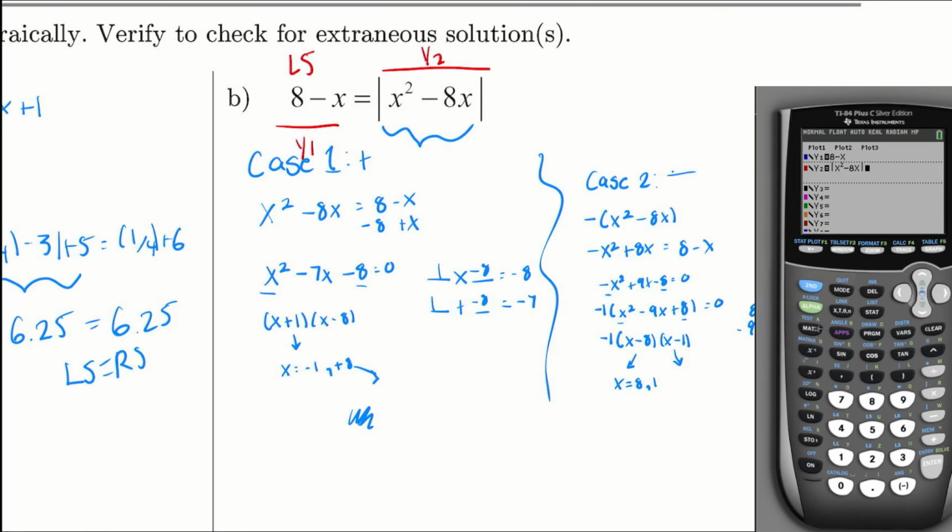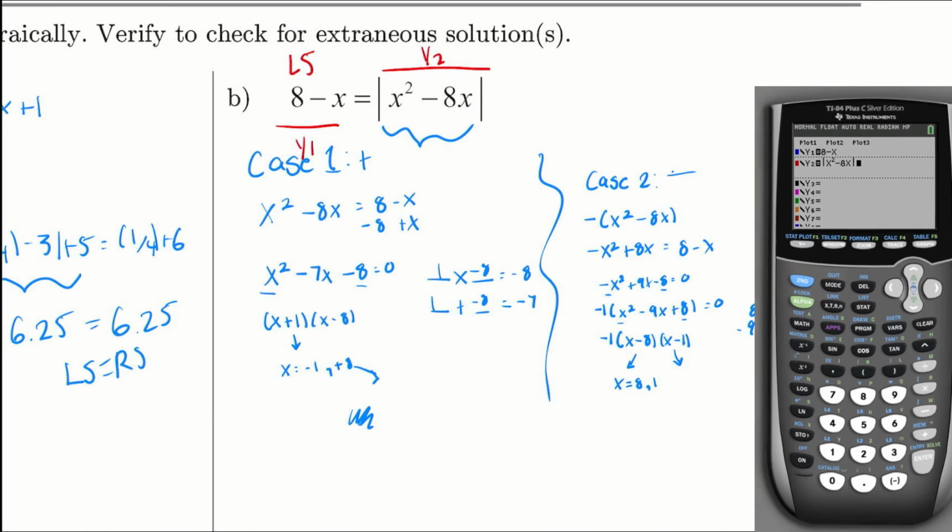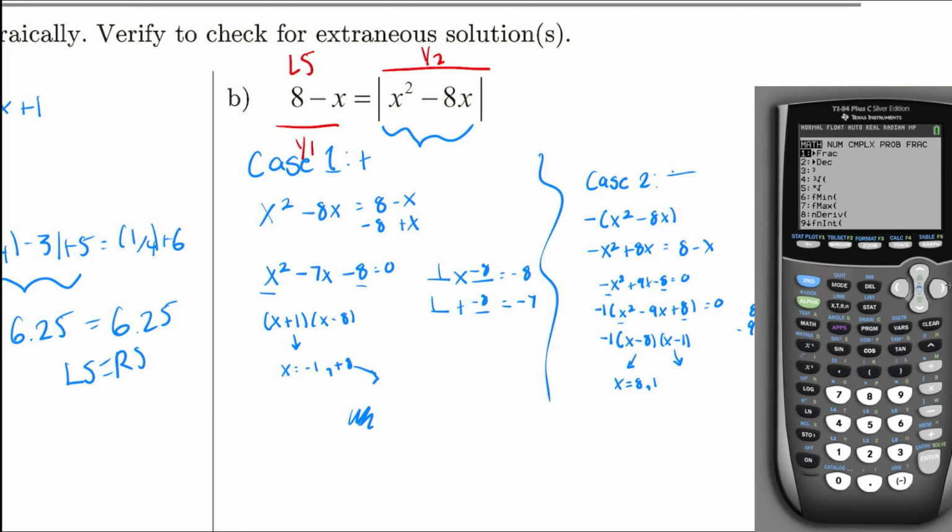And if you're wondering how to get to absolute values, all you have to do is press math, scroll one over, and then hit absolute value. That's how you double check. Now you're going to hit graph, and you're going to test all of your solutions. All your solutions are going to be the intersecting points. So the intersecting points between these graphs are going to be your answer.